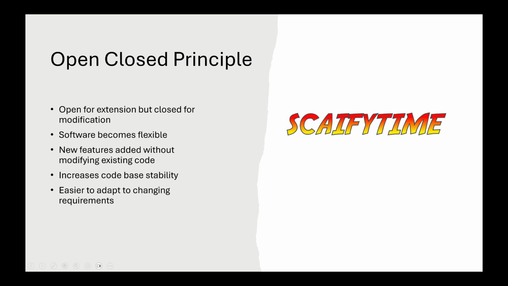The O stands for open close principle, and this means that an entity should be open for extension but closed for modification. This makes software extensible, new features can be added without modifying existing code. It becomes more stable as the risk of introducing bugs when making changes is lessened. And it also makes the software flexible as we can adapt to changing requirements more easily. So let's look at a simple example.